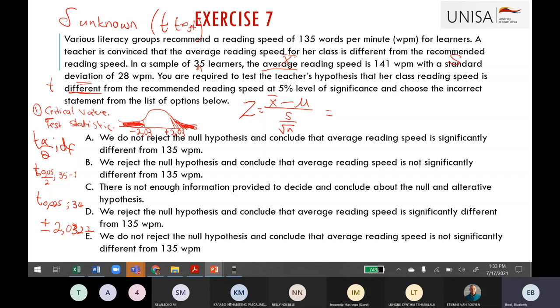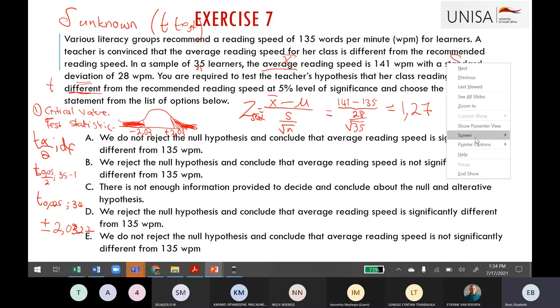Now, calculating the z-stat: your sample mean was 141 minus your population mean of 135, divided by your standard deviation, 28, divided by the square root of 35. And what did you get? 1.27. Happy? Yes. So now let's make a decision. Where does 1.27 fall?